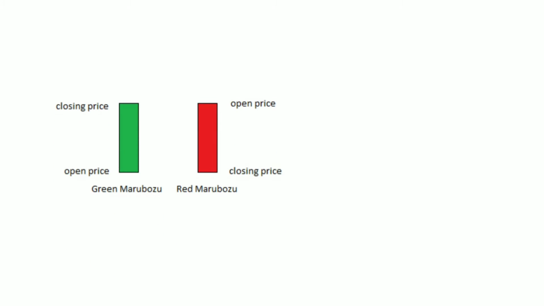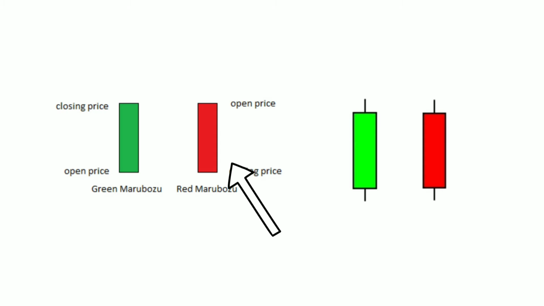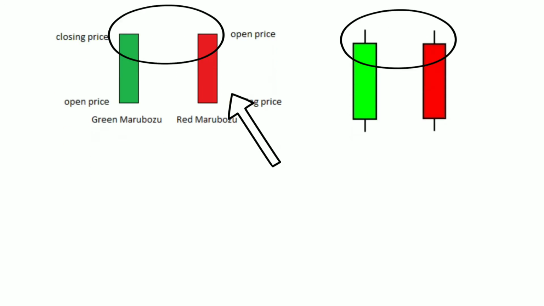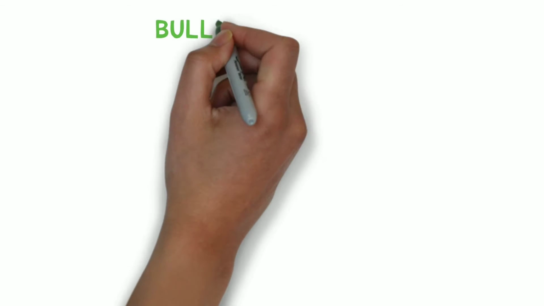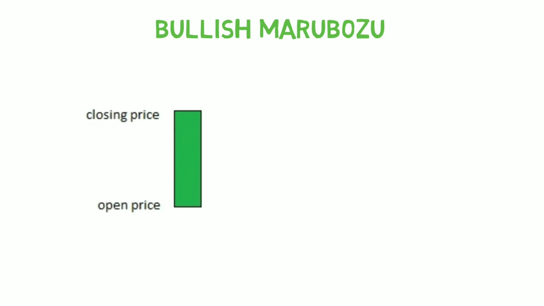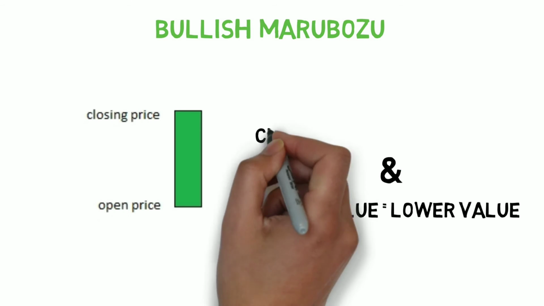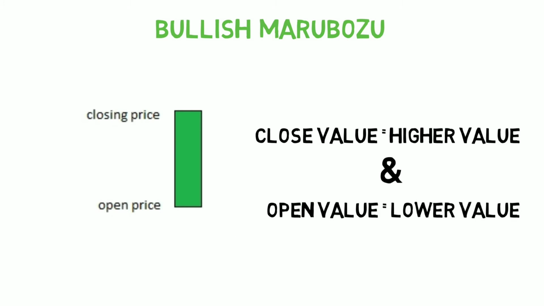Now, let's take a look at its design. This is the Bullish Marubozu and this is the Bearish Marubozu. As you may notice, there is no upper or lower shadow. Now let's focus on the Bullish Marubozu. According to the textbook definition, if the open value is equal to the low value and the close value is equal to the high value, then a Bullish Marubozu forms.